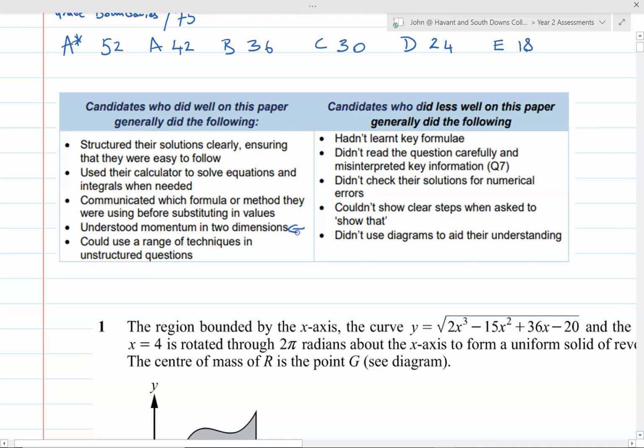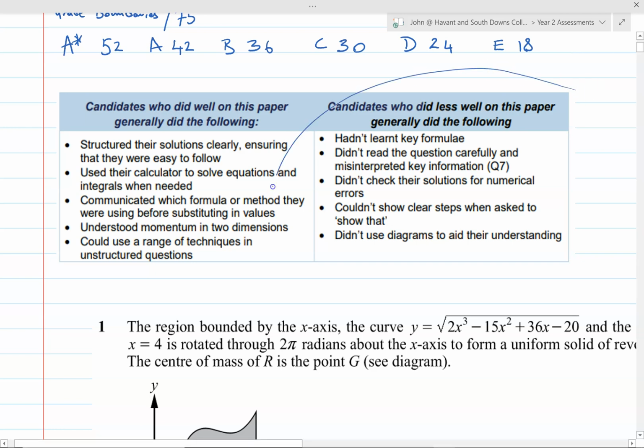And they've particularly mentioned question 6. A lot of people were not dealing with the string and momentum question, and could use a range of techniques in unstructured questions, particularly the last question where you had to bring a lot of things together and simplify. Also, I'm thinking of the circular motion one, where you had to actually do quite a few different things, just structuring it properly.